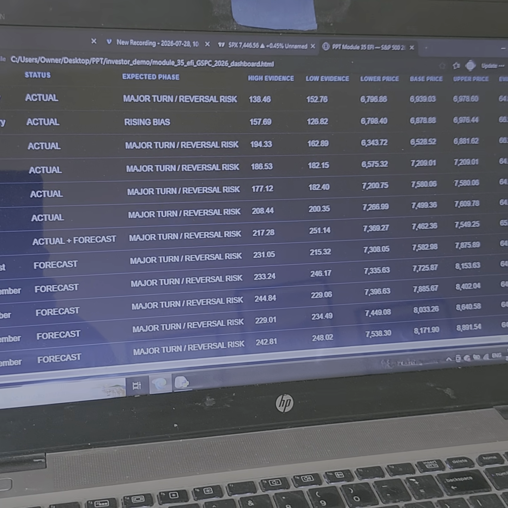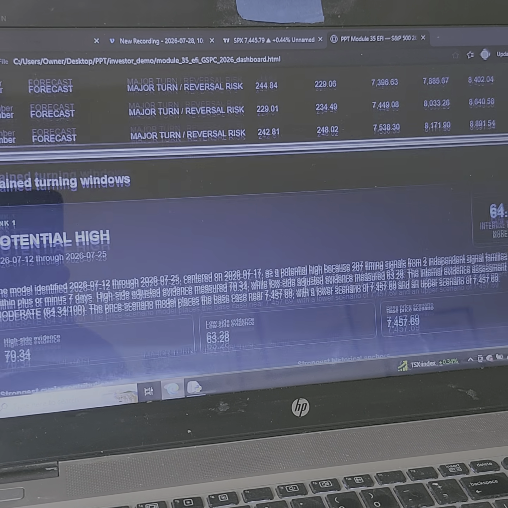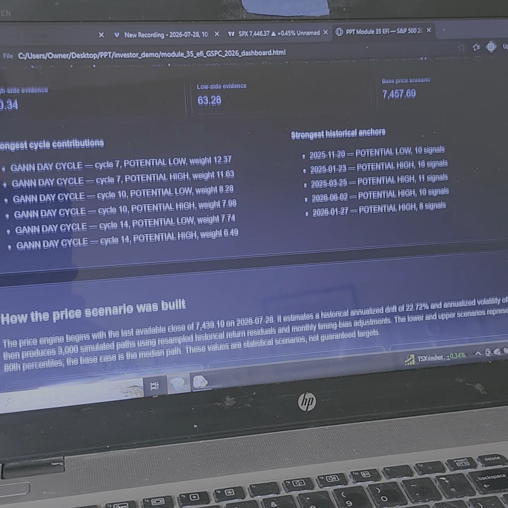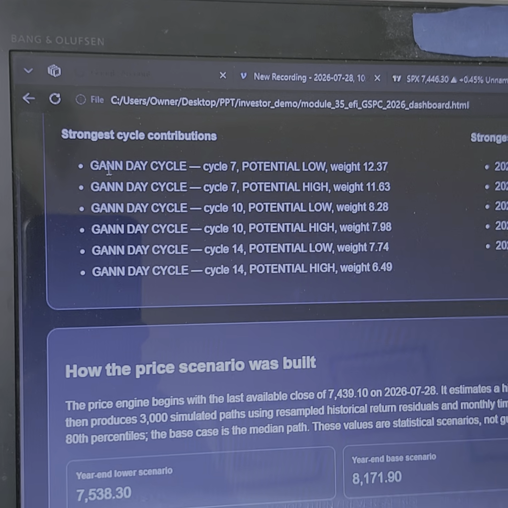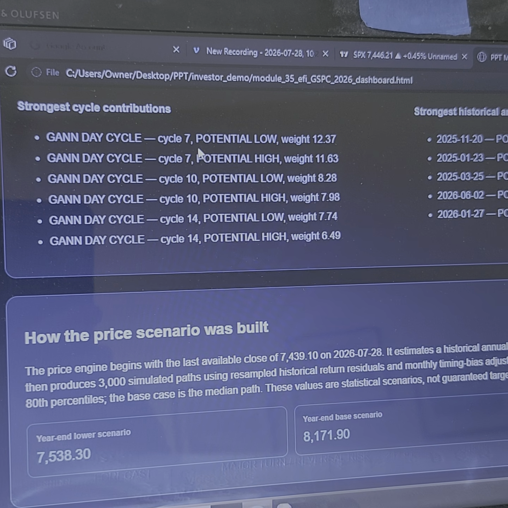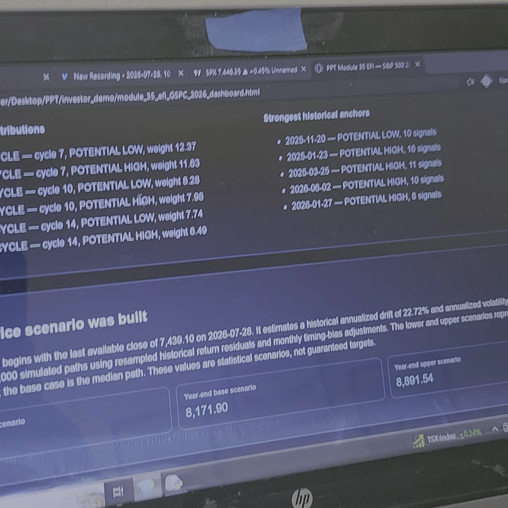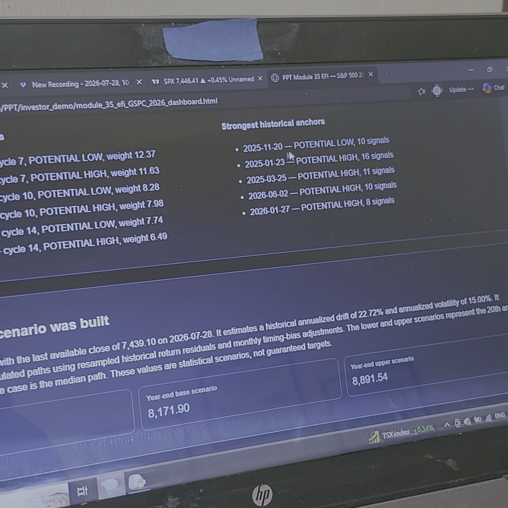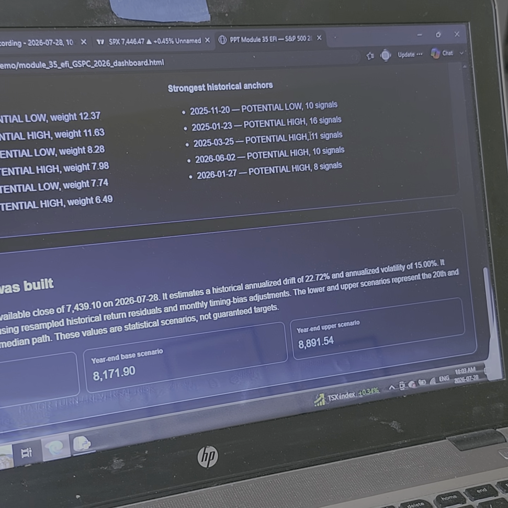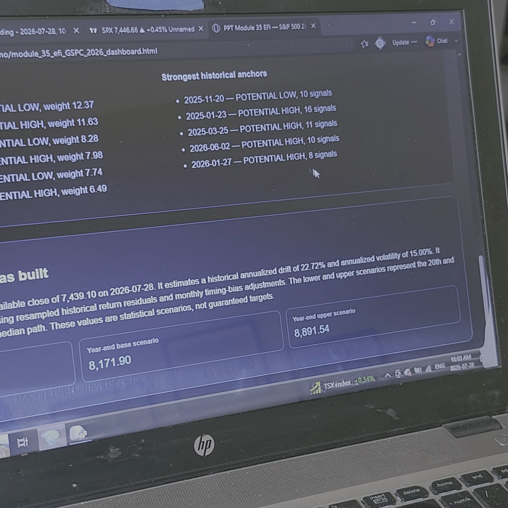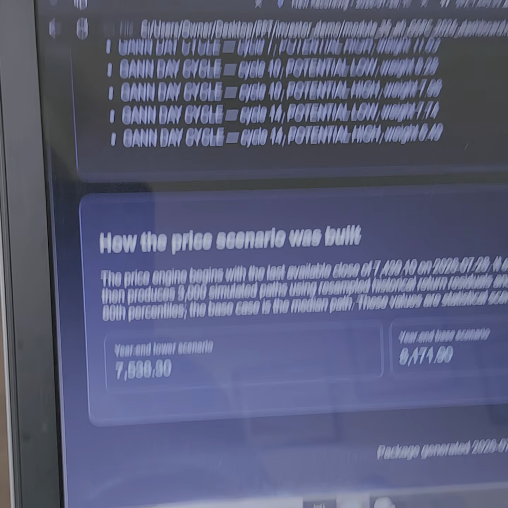So I wanted to show you that this is what takes me about 6 weeks now. It just took me less than 30 seconds to give you the overall cycle analysis, because these are all GAN day cycle analysis of the different potentialities and what we could see, low or high, and how weighted they are, and other historical anchors that we would use, and what the signal strength was on those. So this is a really powerful tool for evaluating.